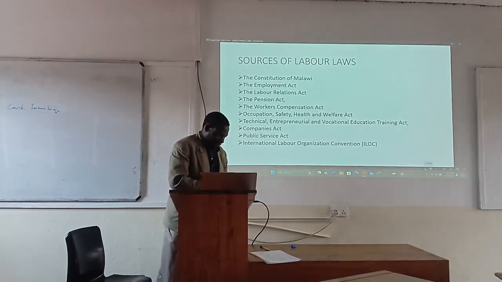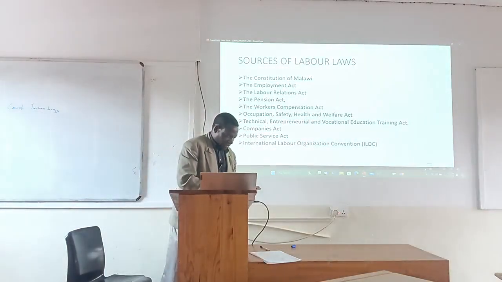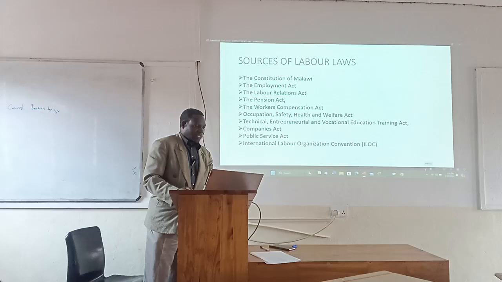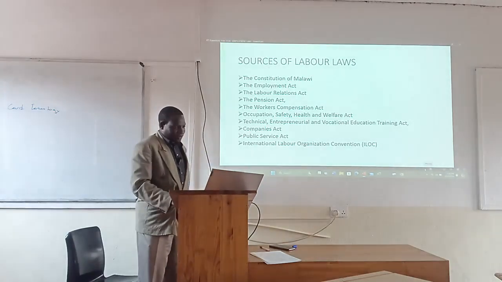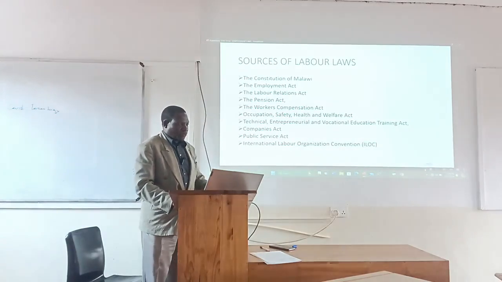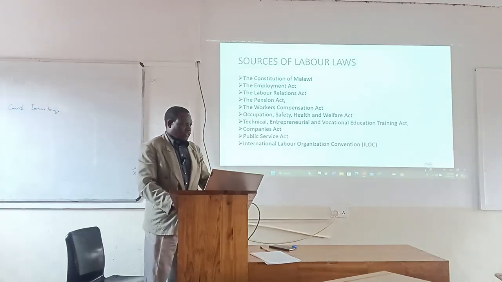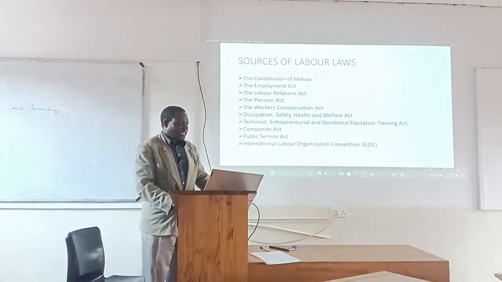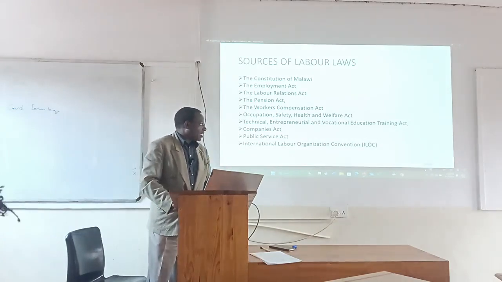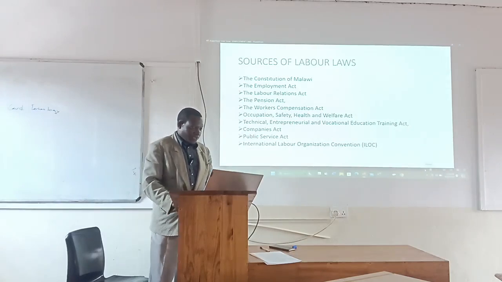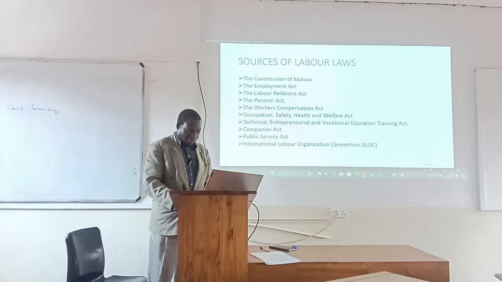Good. So we're talking about sources of labor laws. So we have done the Constitution of Malawi. For those that were not here, anyway, you look into the notes. The Employment Act as one of the sources of law, Labor Relations Act, Pension Act, Workers' Compensation Act, Occupational Safety, Health and Welfare Act, Technical Entrepreneurial and Vocational Education Training Act, Companies Act, Public Service Act, International Labour Organization Convention, ILOC.